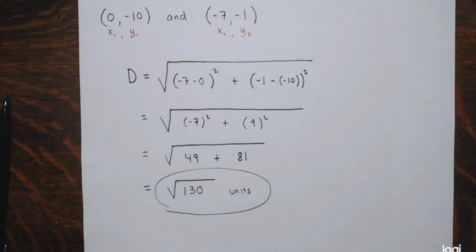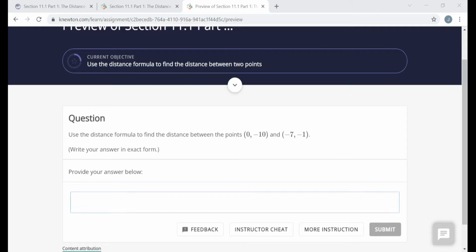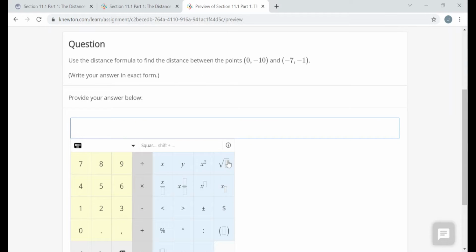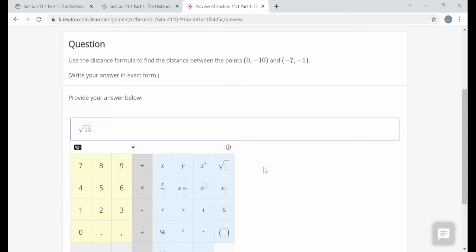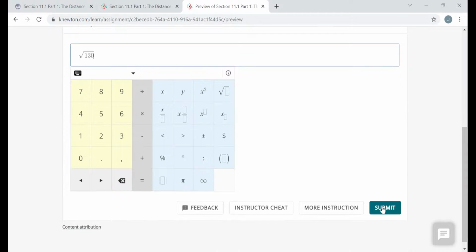If you want to punch this into a calculator and get 11 point something, you can, but we're not asked to do that. We're asked to enter the answer in exact form. So the distance between those points is the square root of 130 units long.